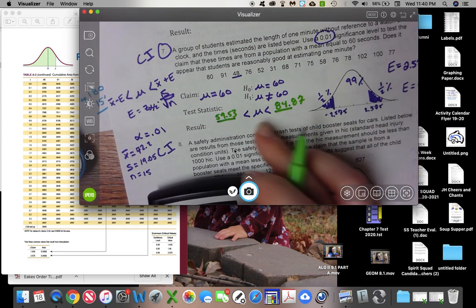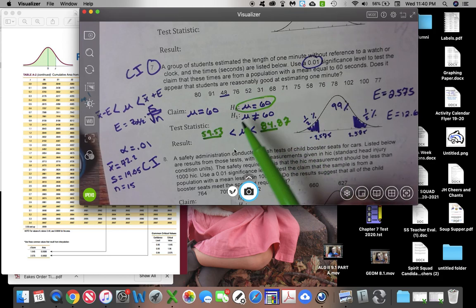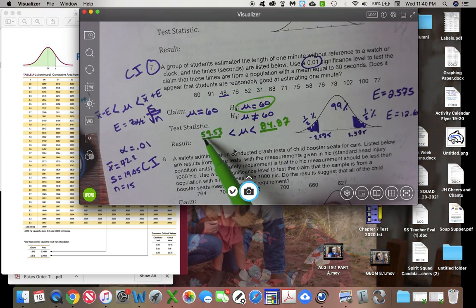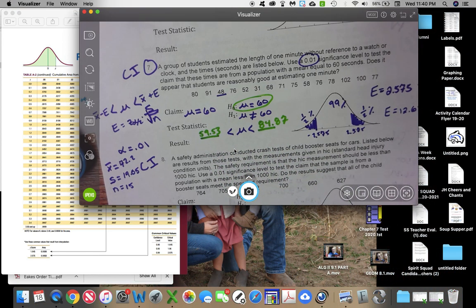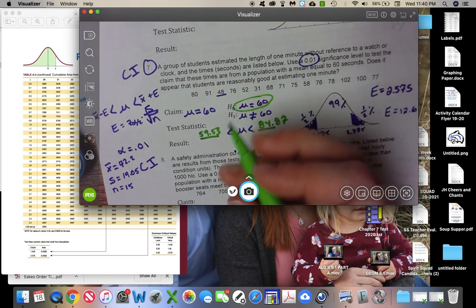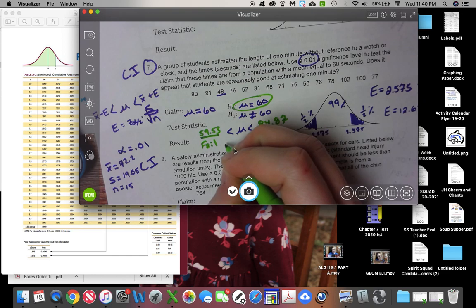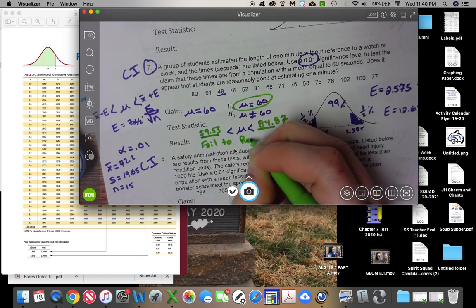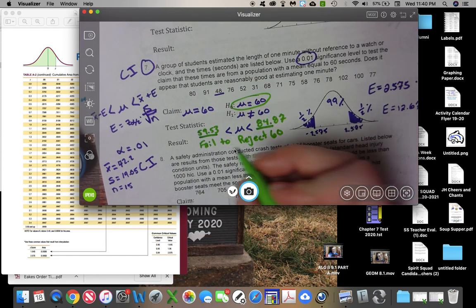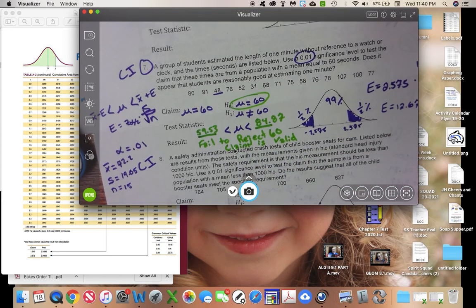Last thing I need to do is decide what that means. Does that mean that my average is equal to 60? We're saying that the average is some number between 59.53 and 84.87. So what does that mean about my null hypothesis? We're going to fail to reject it, or accept that it is true. Because 60 lives in my interval, it's going to be a fail to reject, which means the claim is valid.